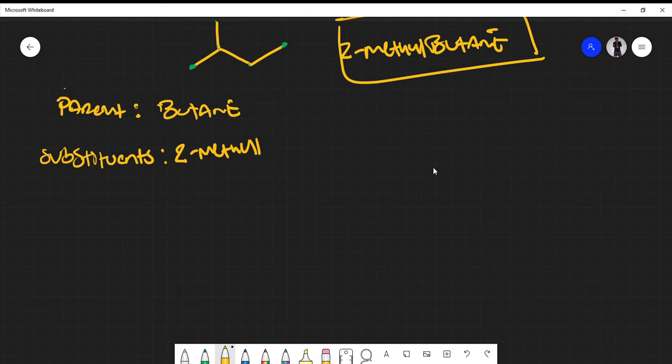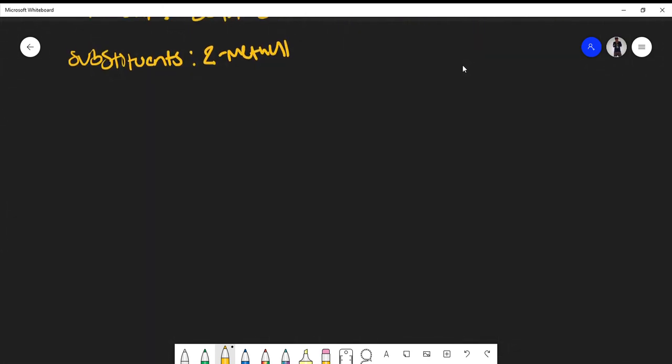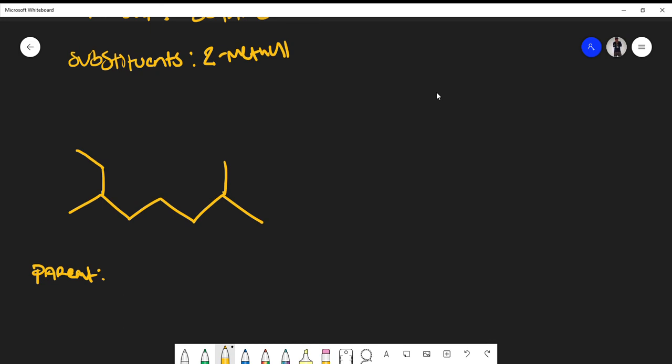Let's try a more difficult one. How will we name this compound? Well, the first thing I'm going to do is identify the parent. And the parent is the longest continuous carbon chain. Now, what I like to do is to number my carbons. In the first example, it was pretty much a short amount of carbon, so we didn't really need to number.